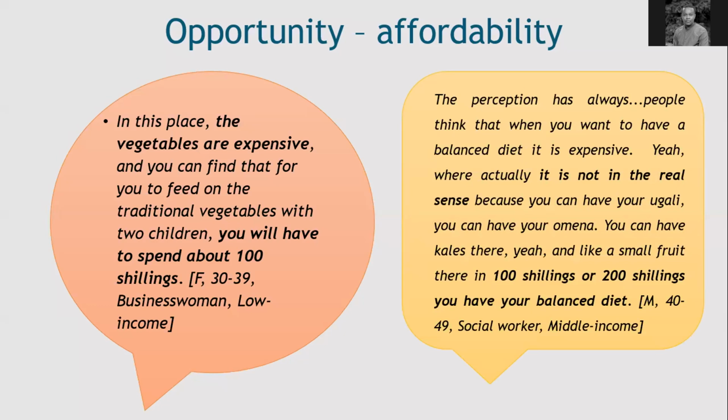Affordability of healthy foods was not a concern, as the social worker mentioned, that the perception is always that people think that to have a balanced diet, it is expensive. He says this is not in the real sense, because you can have ugali and you can have omena, and he continues to mention about 100 shillings or 200 shillings, you have a balanced diet. So 100 shillings in the middle income community is not much, but it's a lot in the low income community.